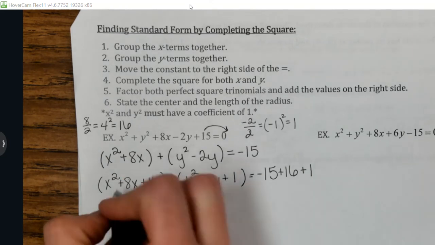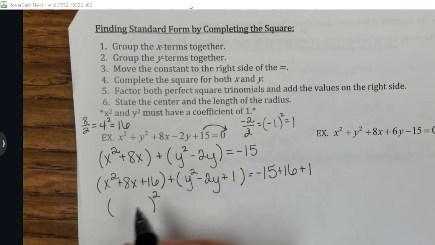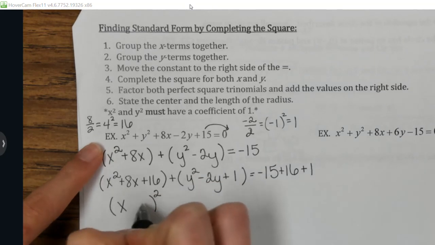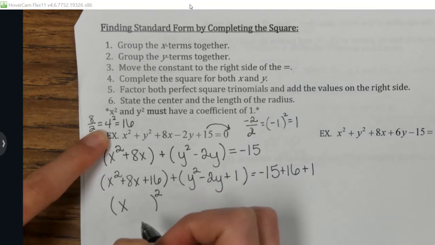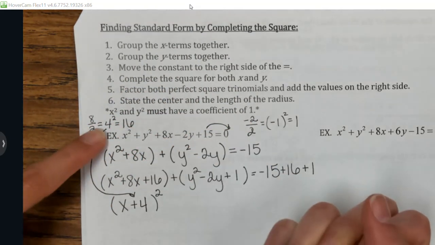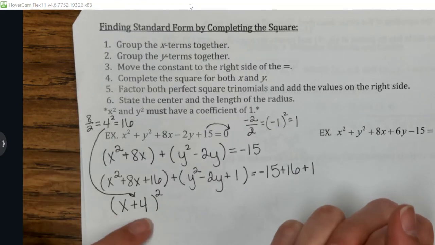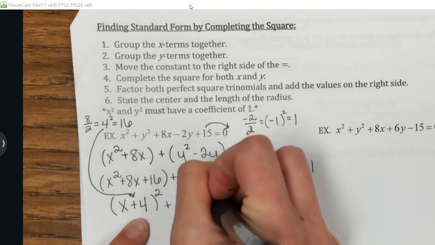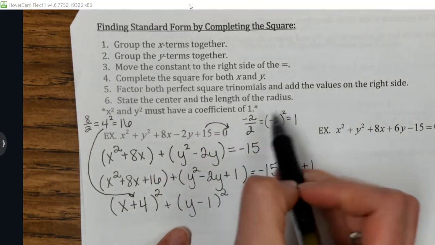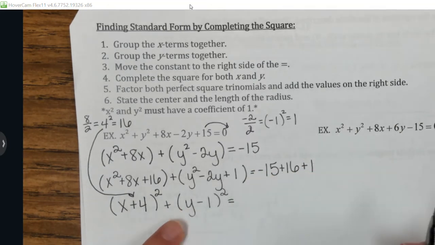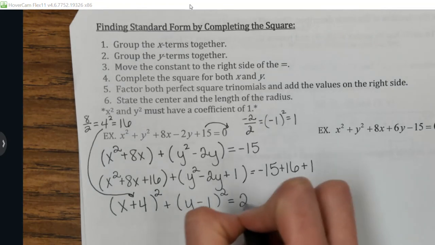Okay, so then factored form is my parentheses squared, and so what's in parentheses is going to be your x, and then what's going to go behind it? Like the plus 4? Is that what you're talking about? So plus 4. When you divide your b by 2, remember that's what goes in your factored form. Plus y minus 1 squared, because when I divided negative 2 by 2, I get a negative 1. Equals negative 15 plus 16 plus 1, which is going to give me 2.